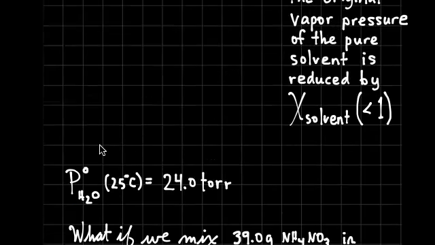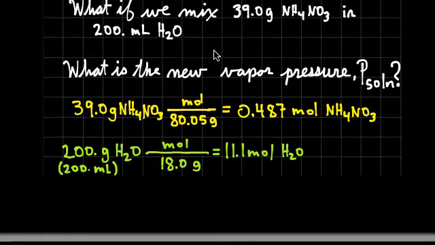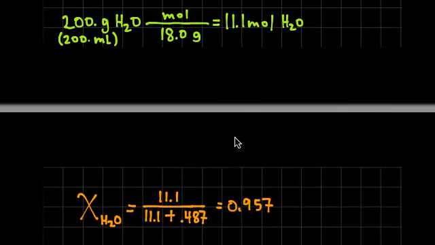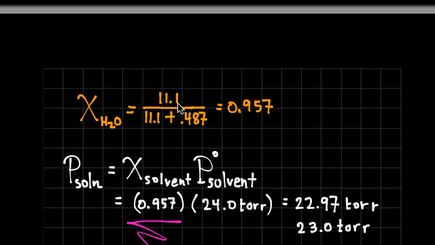Because Raoult's law says I should know the mole fraction of the solvent. So I had 39 grams of ammonium nitrate, change grams to moles. I had 200 grams of water, 200 milliliters of water, change grams to moles. So I have 11-ish moles of water and only about half a mole of that ammonium nitrate. So the mole fraction of water is 11 divided by 11.1 plus about 0.5.